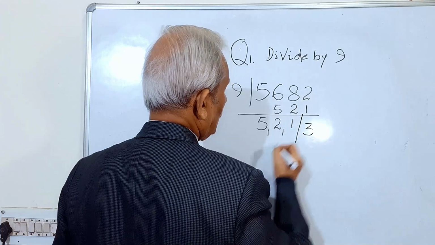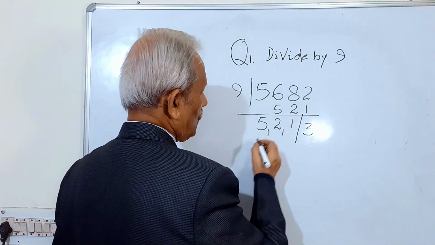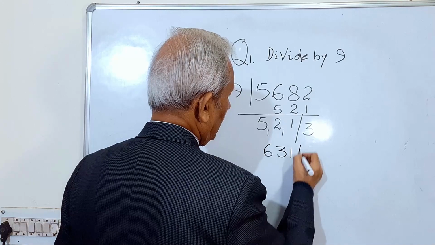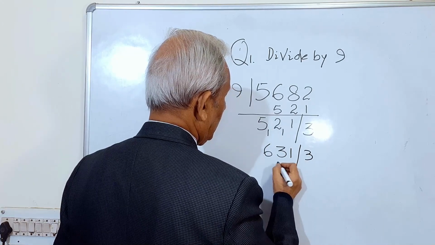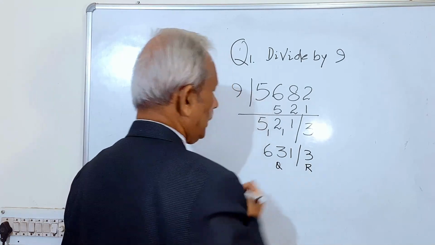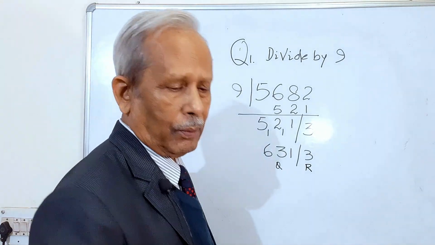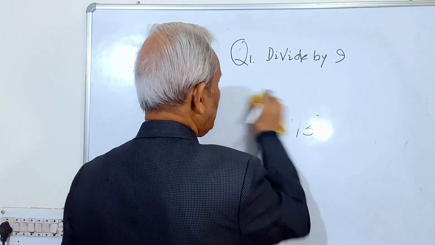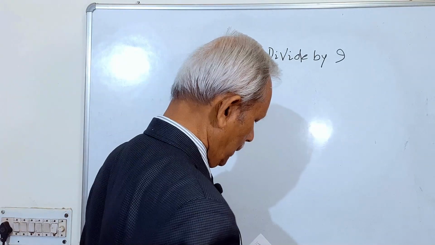And the last number always put this line. So here the answer is 631 is the quotient and 3 is the remainder. I hope you must have followed it by now, right? Very simple. Once you follow it, things are very, very simple. You can always do it.